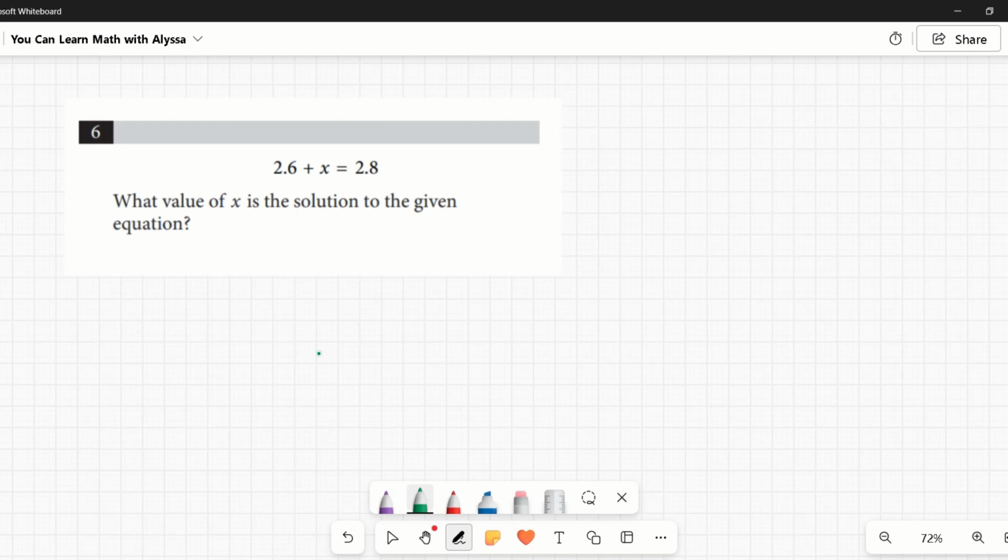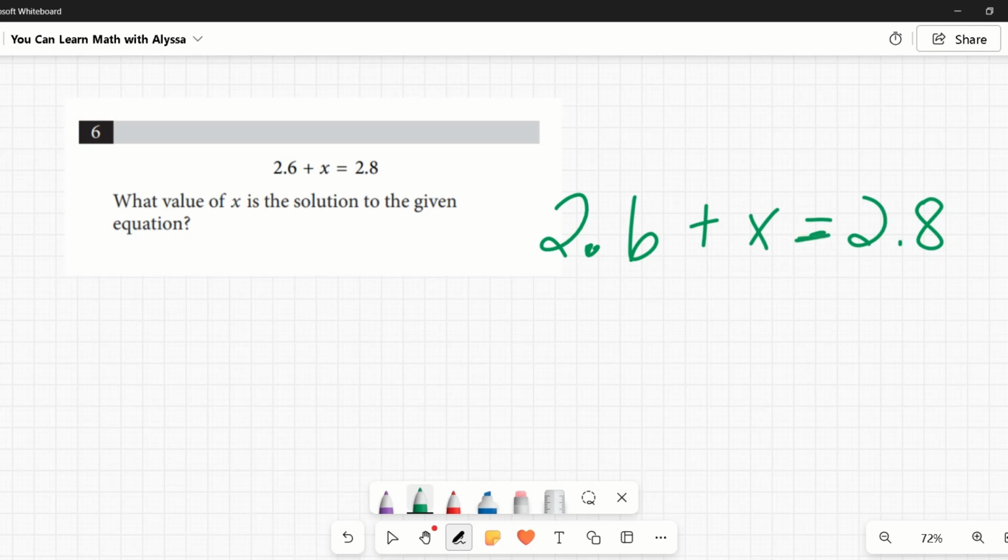Number 6, 2.6 plus x equals 2.8. What value of x is the solution to the given equation? Okay, anytime we're solving for a variable in algebra, we need to view it like a seesaw, like a teeter-totter. Things have to stay balanced. So anything we do to one side, we have to do to the other side because the sides are equal to each other. We have to keep it that way. So I want to get x by itself. I want to undo what's been done to x, and then I'll just have my x.